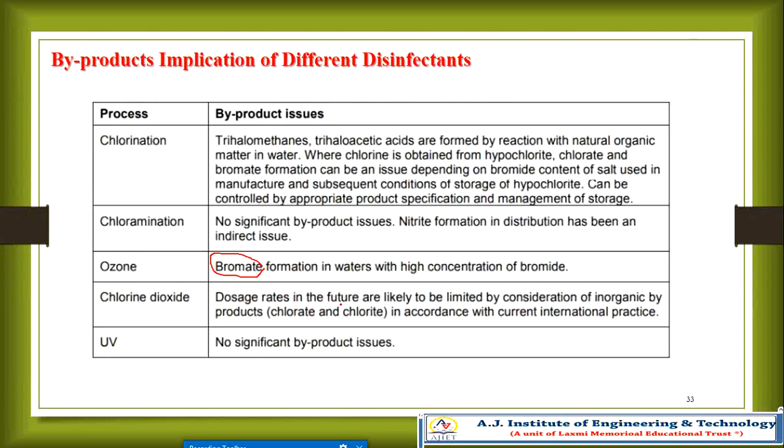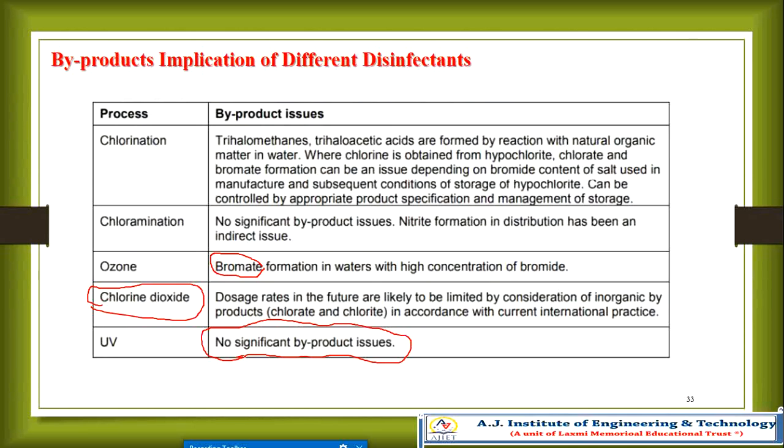So dosage rates in the future, if you go through chlorine dioxide formation, are likely to be limited by consideration of organic byproducts, chlorate and chlorite, in accordance with the current international practice. So UV, no significant byproduct issues.